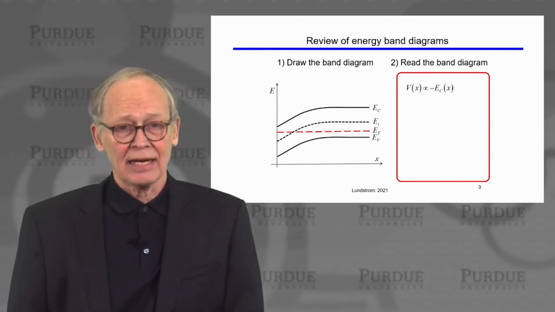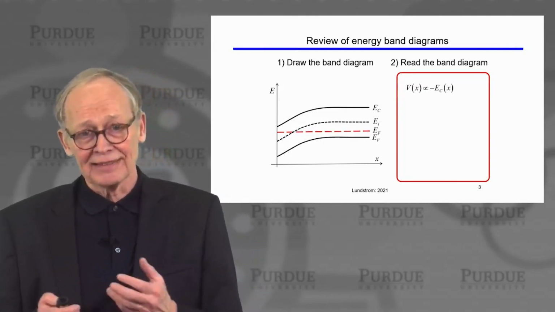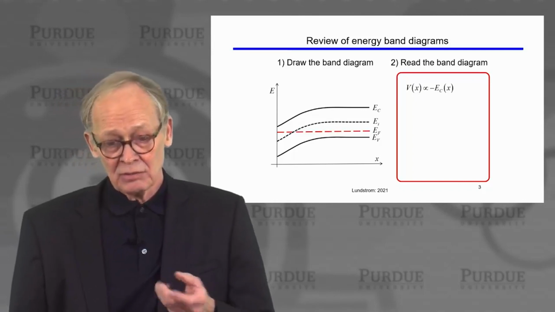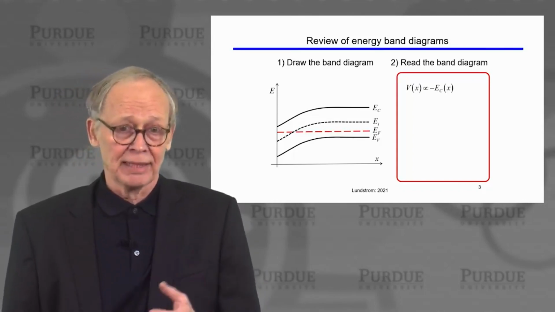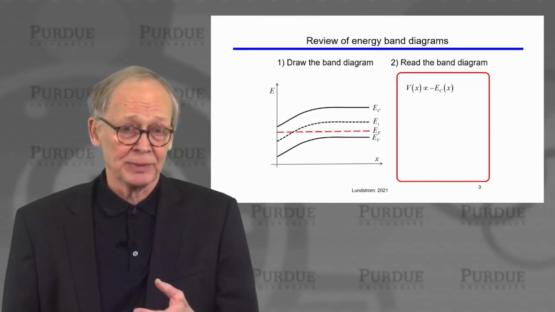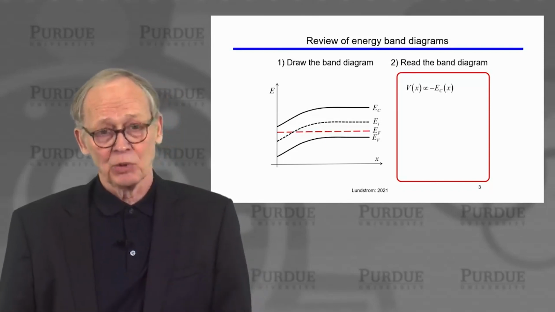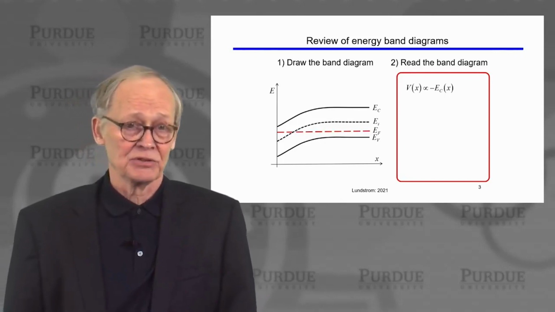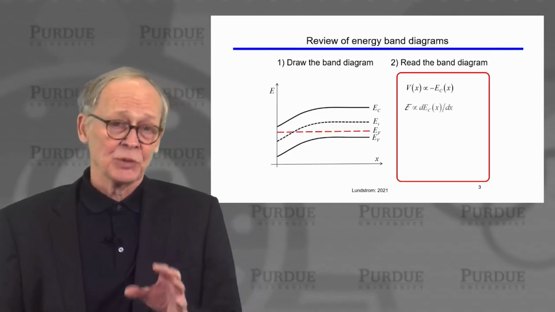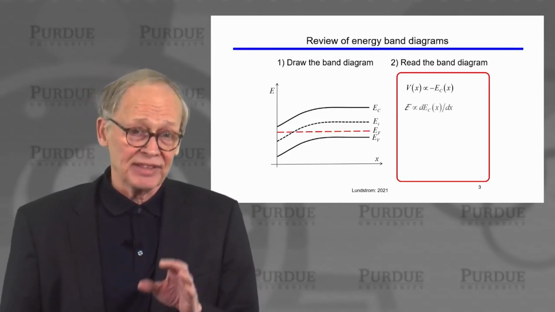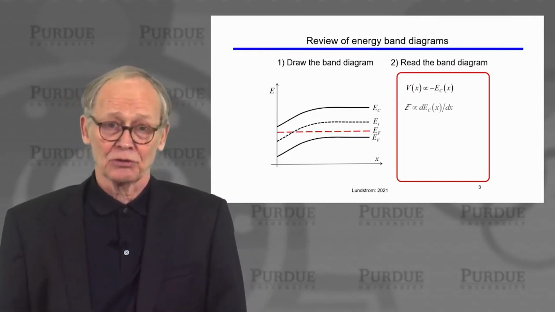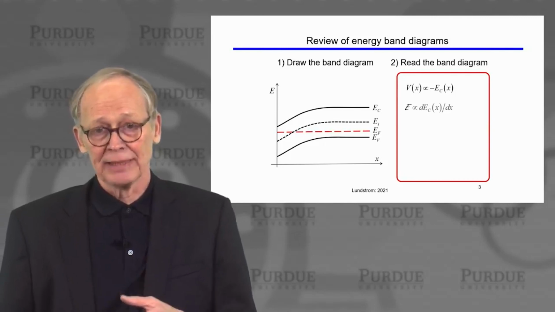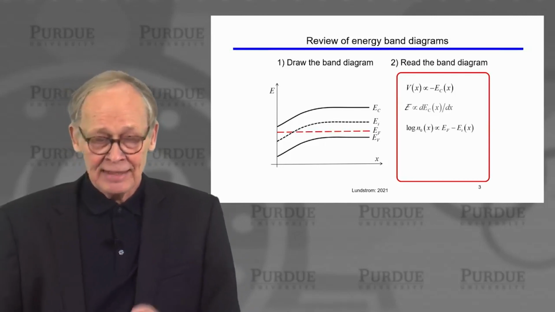If we're interested in how the electrostatic potential varies inside the semiconductor, well, it's proportional to minus the conduction band, or valence band, or intrinsic level. So we just flip one of those upside down, and we have the potential versus position. If we're interested in what is the electric field in this semiconductor, well, that's proportional to the slope of the conduction band, valence band, or intrinsic level.